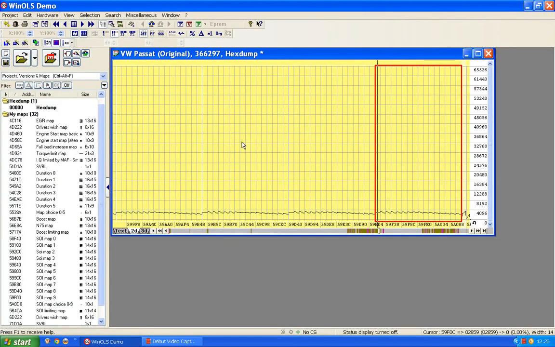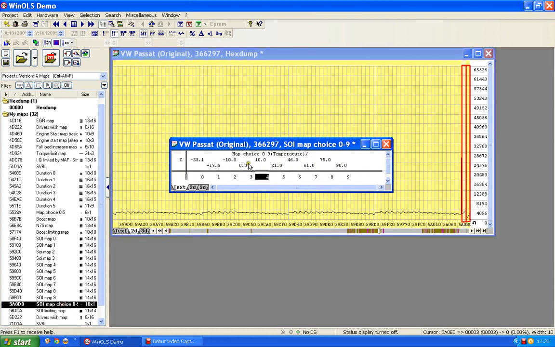Okay, the next map I'm going to have a look at and interpret is the start of injection map. Now, of course, that is a collection of maps. It's not one map. We know that. It's 10 maps, and if you've looked at some of these videos, you'll know that there's 10 maps numbered 0 to 9. And if we look at the choice map, which is this one, just double click there to bring it up, we know that 9 is used much of the time.